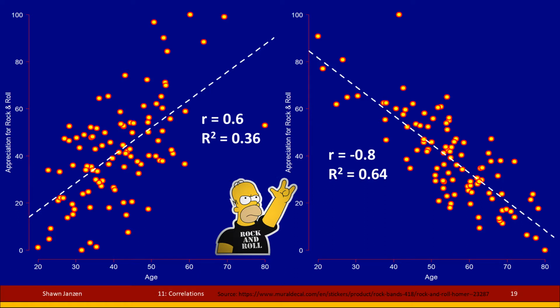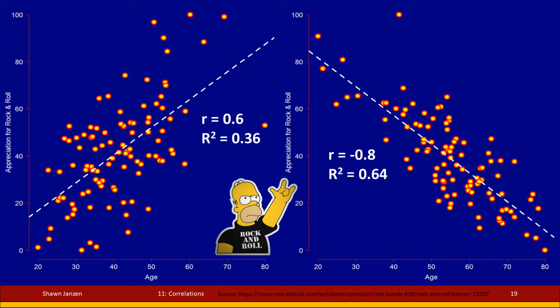And in the one on the left, we have r is equal to 0.6. It's a moderately strong correlation value and positive in nature. When we square it, we get 0.36, which would say that 36% of the variation in appreciation for rock and roll could be understood by knowing someone's age.